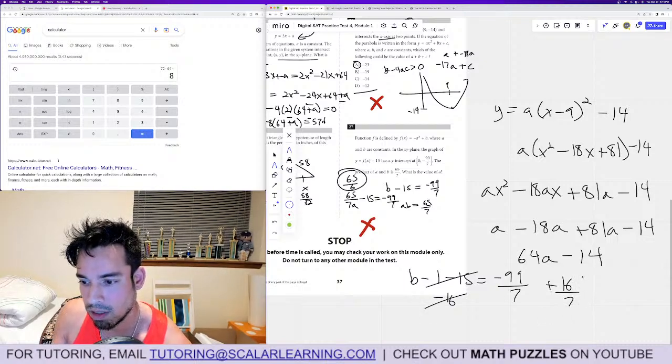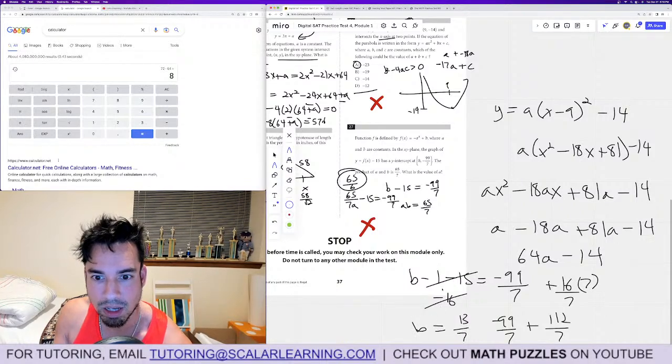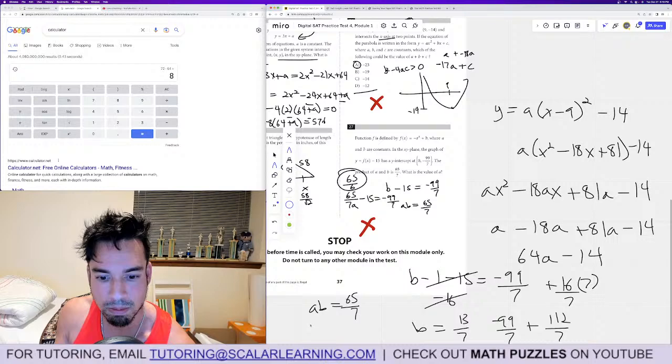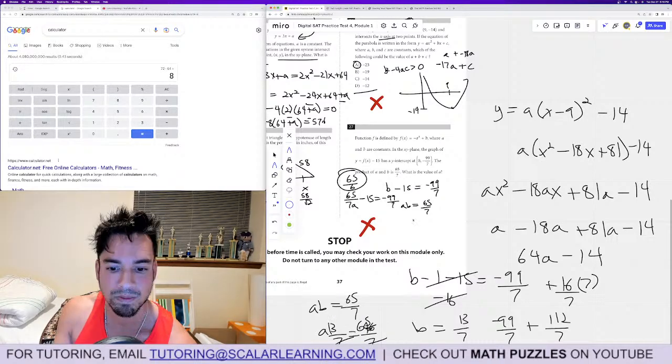And then over 7 times 7. I'm trying to do this quickly. 70 plus 40. So it's 112 over 7. 99 over 7 plus that is 13 over 7. So b equals 13 over 7. And then the product of a and b is 65 over 7. So you plug this in for b. A times 13 over 7 equals 65 over 7. Cancel, cancel. Divide both sides by 13, and you get 5. You get 5 for your answer.